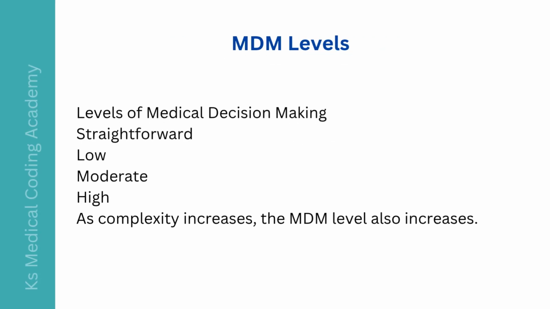There are four levels of medical decision-making. These are straightforward, low, moderate, and high. A simple patient encounter usually falls under straightforward or low MDM, while patients with multiple complex conditions or high-risk management decisions may qualify for moderate or high MDM. Selecting the correct MDM level is essential for accurate EM coding.